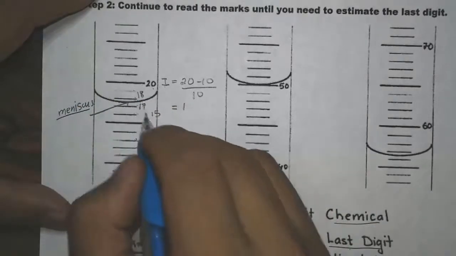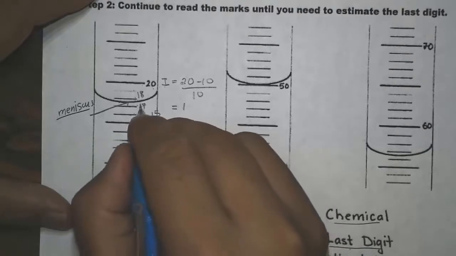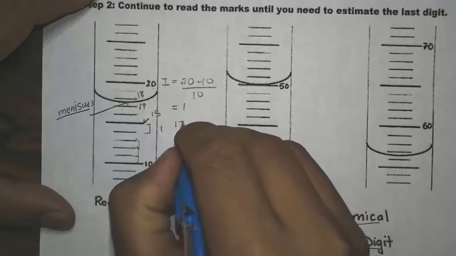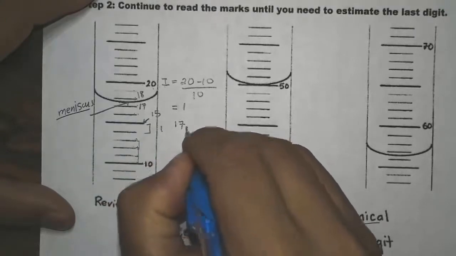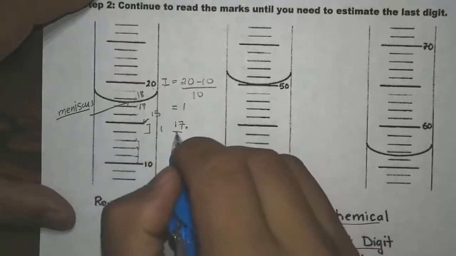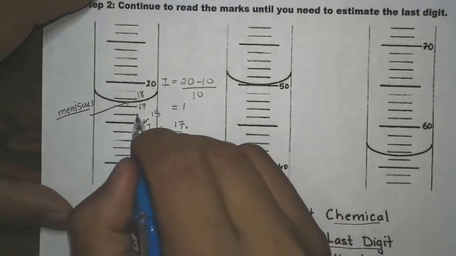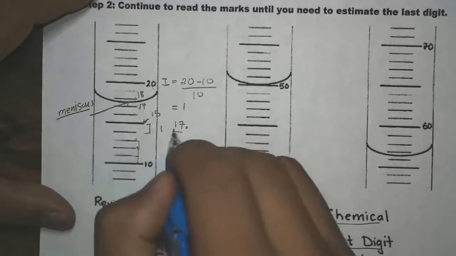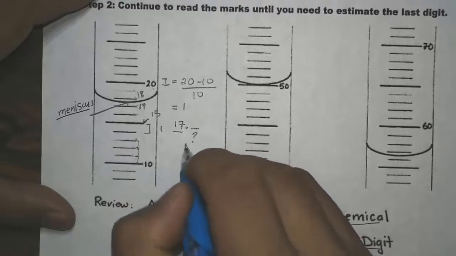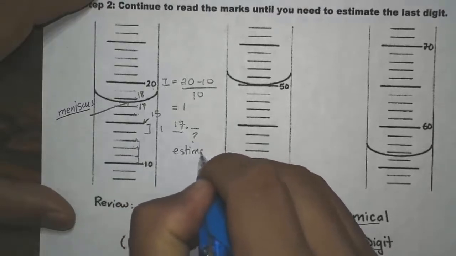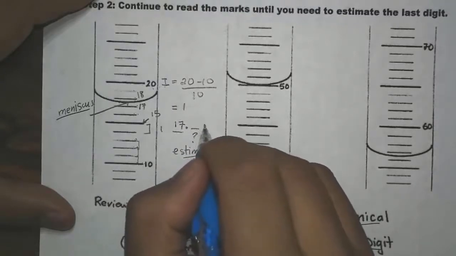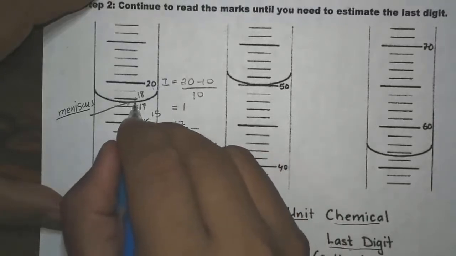In this case, if we look at the reading, we know for sure that it's between 17 and 18. So I can say that this measurement must be 17 point something. But it's not 18 because it doesn't pass 18 yet. So I can prove, based on the markings on the instrument, that this must be 17. The question is this right here. This is our estimated digit. And that's how we know that our number ends there.